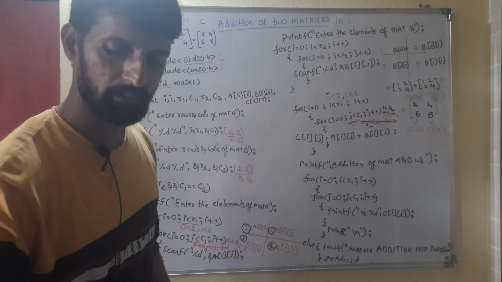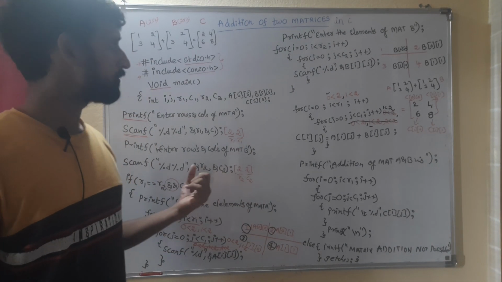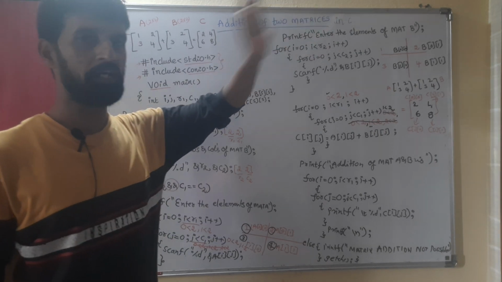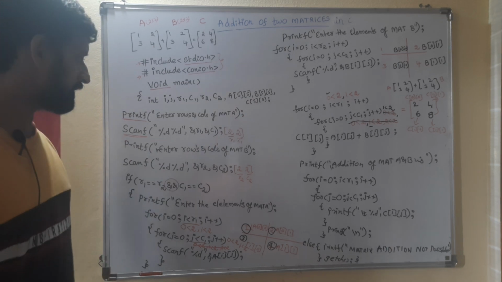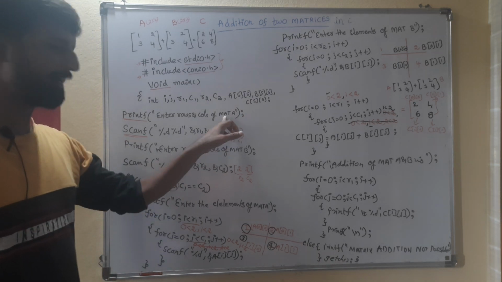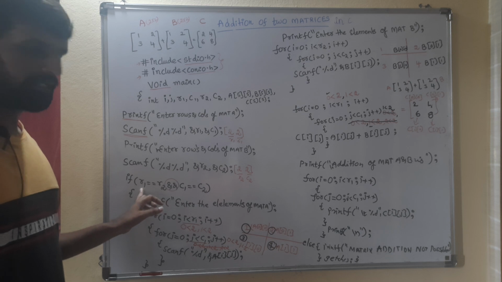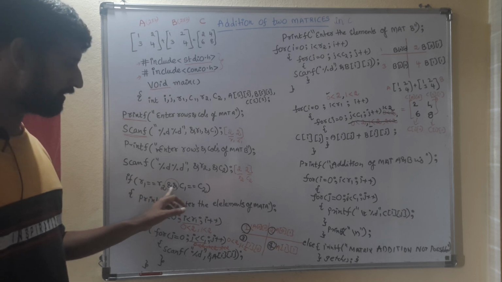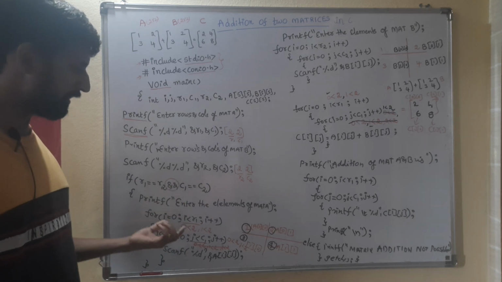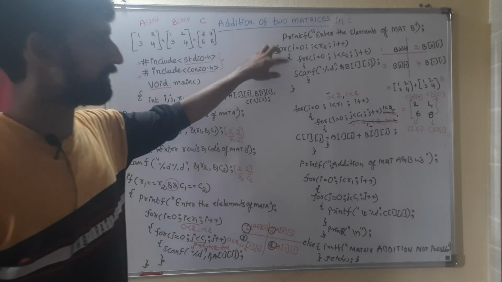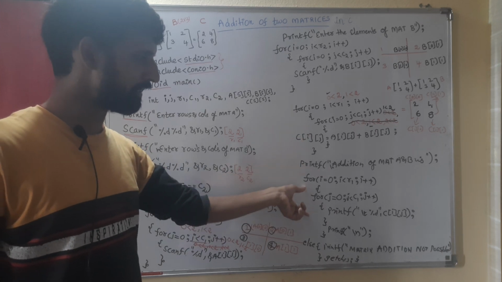So this is the overall idea of the addition of two matrices in C. Let me conclude this program. In order to write addition of two matrices in C, we must take three matrices: matrix A, matrix B and matrix C. We take the rows and columns for matrix A and matrix B. Now we check whether the number of rows in the first matrix is equal to the number of rows in the second matrix, and the number of columns in the first matrix is equal to the number of columns in the second matrix. Then we read the values of matrix A and matrix B, perform the addition, and finally print the values.